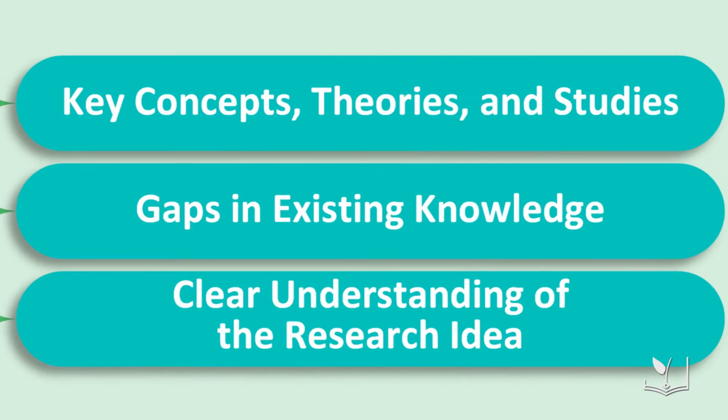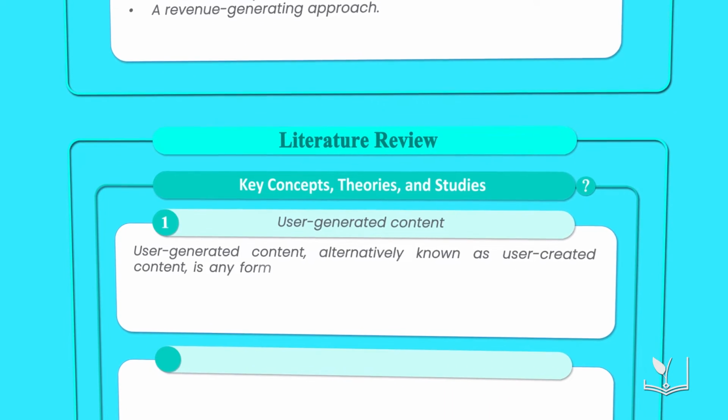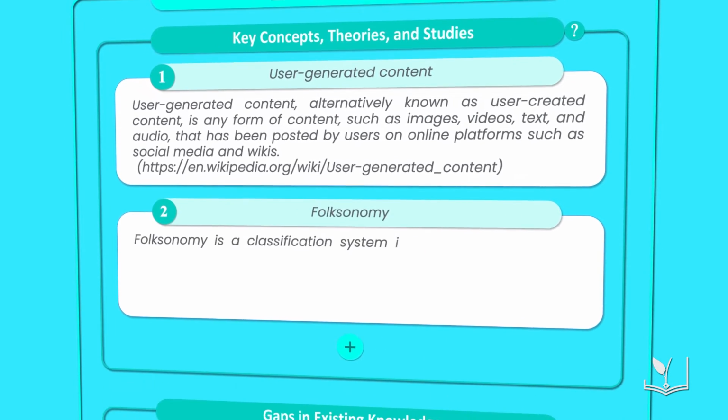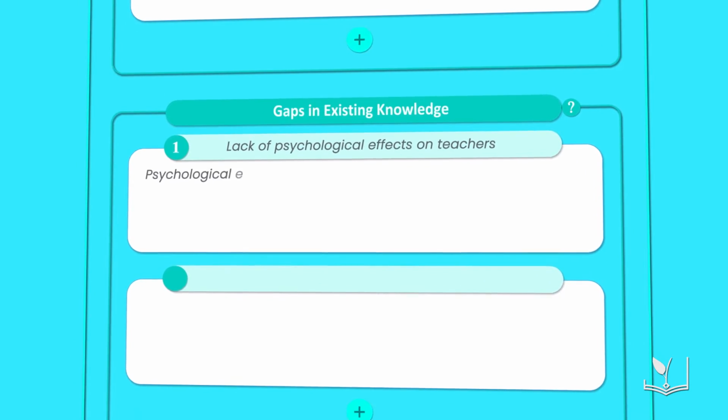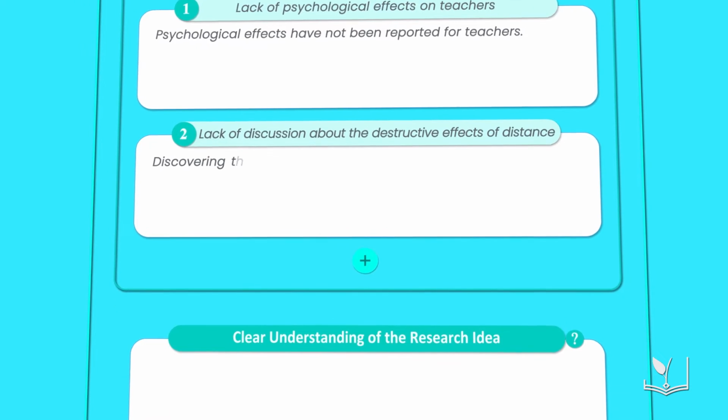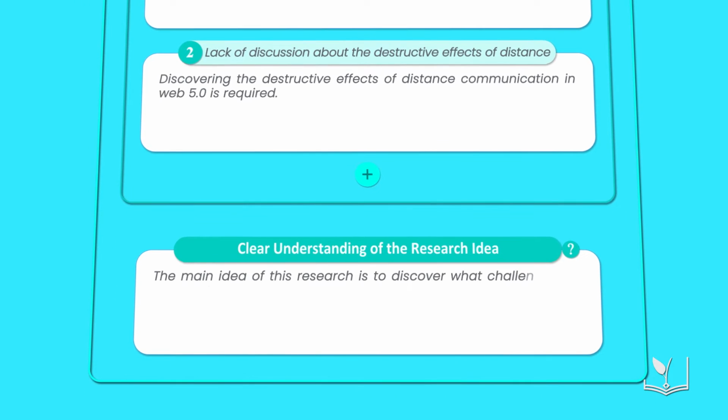After that, you're required to write a literature review. It includes these items. 1. Key concepts, theories, and studies. 2. Gaps in existing knowledge. 3. Clear understanding of the research idea.